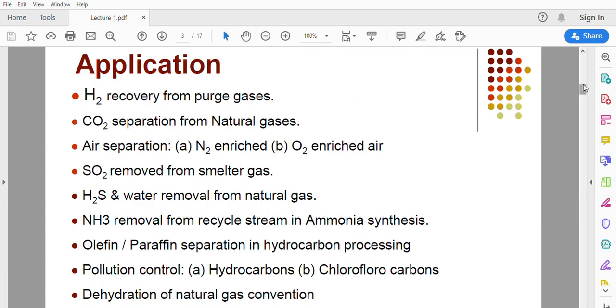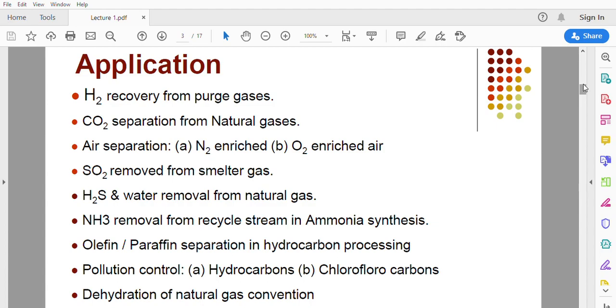Now some applications of membrane based processes for gas separation. First is H2 recovery from the purged gases. What are purged gases generally? Purged gases are used to reduce the temperature of the reaction in the reactors, or to make an inert environment in the reactor chamber.